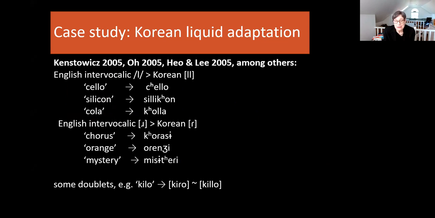The data that we've been looking at is the adaptation of English intervocalic liquids. And many, many people have written about this phenomenon. So typically English intervocalic L, in borrowed words, is mapped to Korean geminate L. English intervocalic R is mapped to Korean R, though there are a number of doublets, like kilo, you find both kilo and kilo.